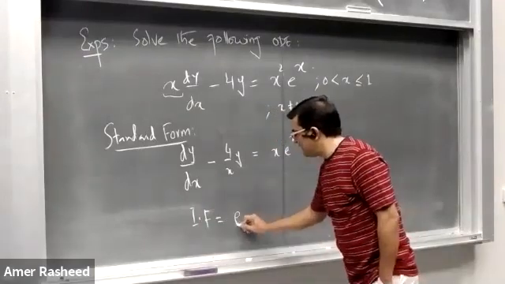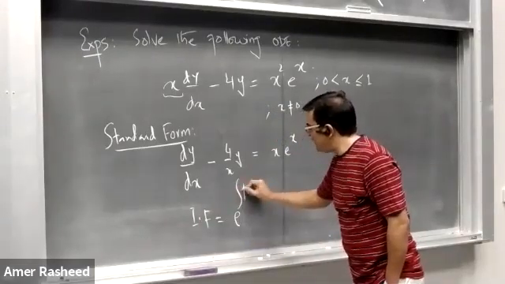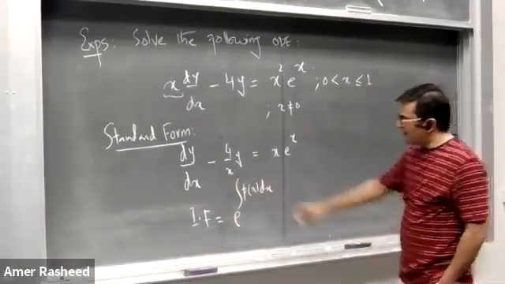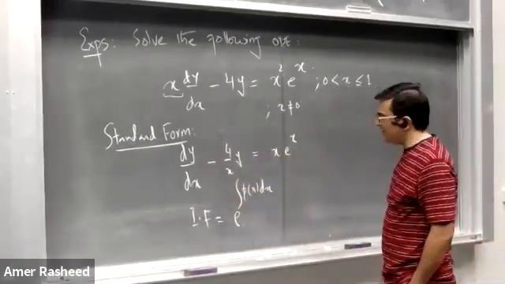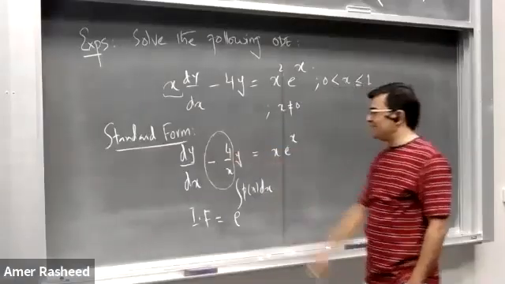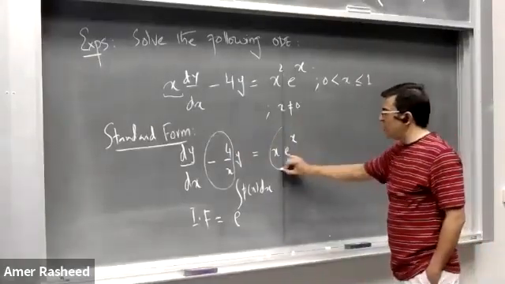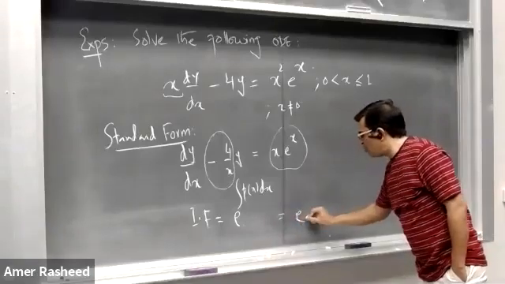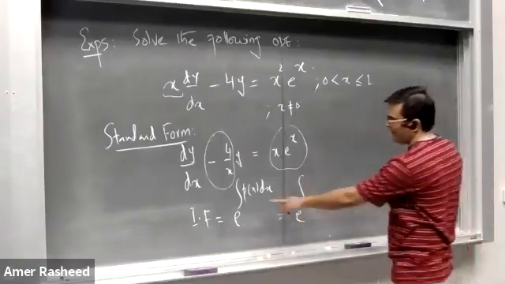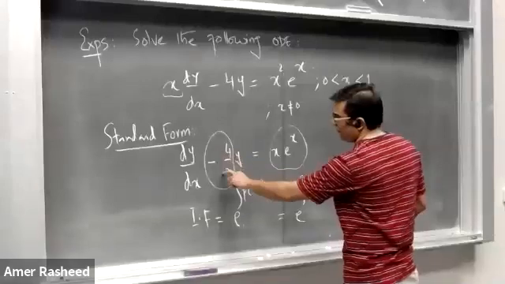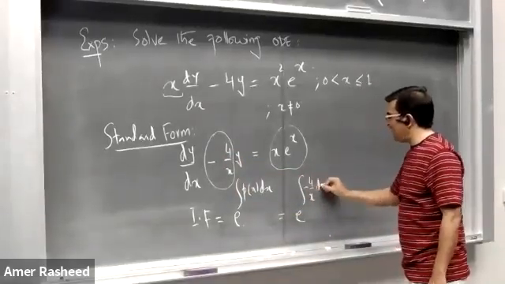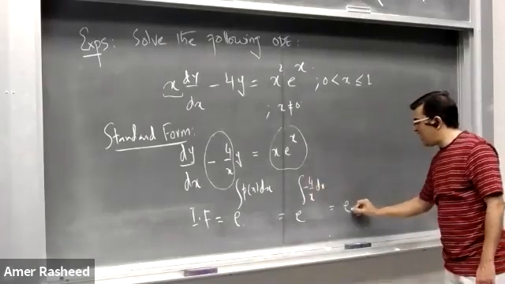Integrating factor is e raised to power integral p of x dx. You have to remember this. Now what is the p of x here? You have to identify the p of x here first. So this is your p of x, and this is your q of x. So we just insert the value of p of x here, which is negative 4 by x. So we can write negative 4 by x dx, and then we have to integrate it.